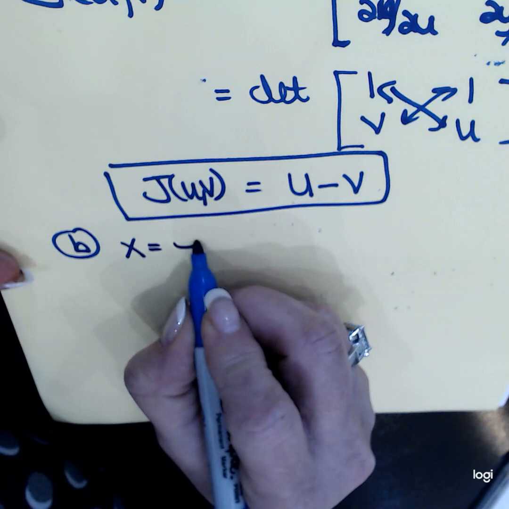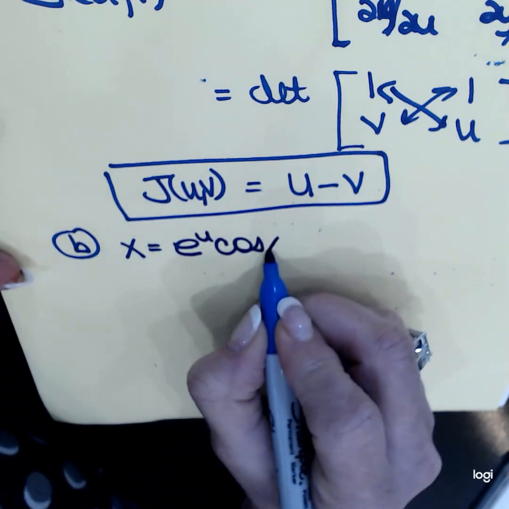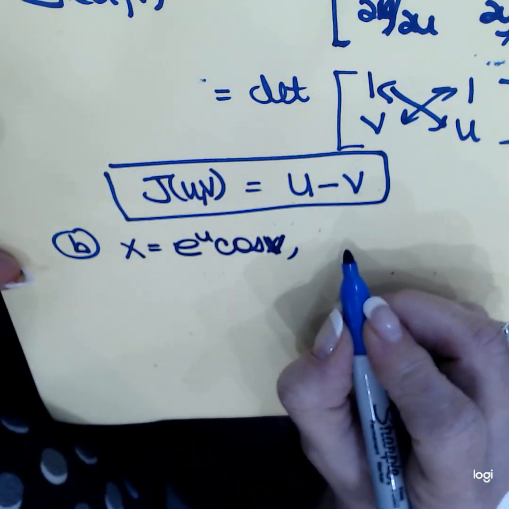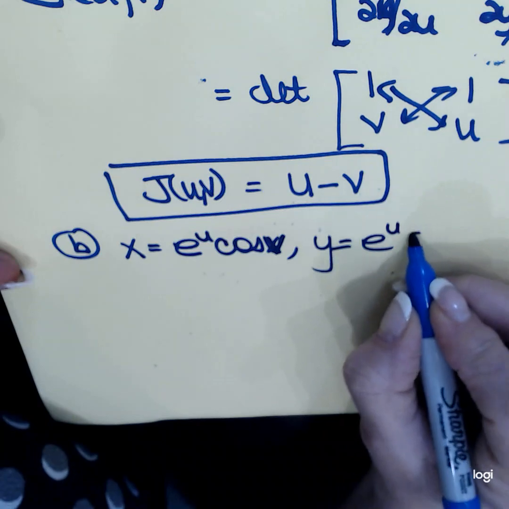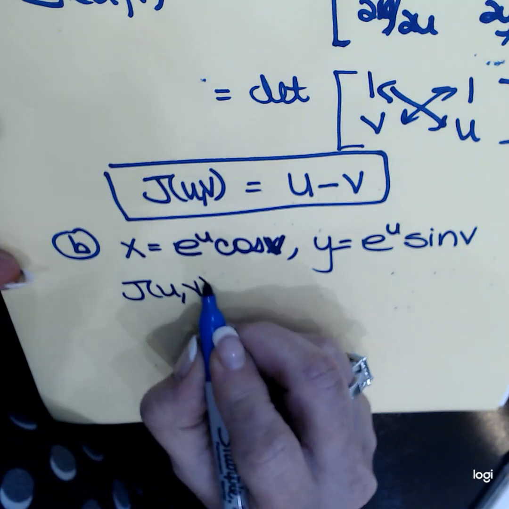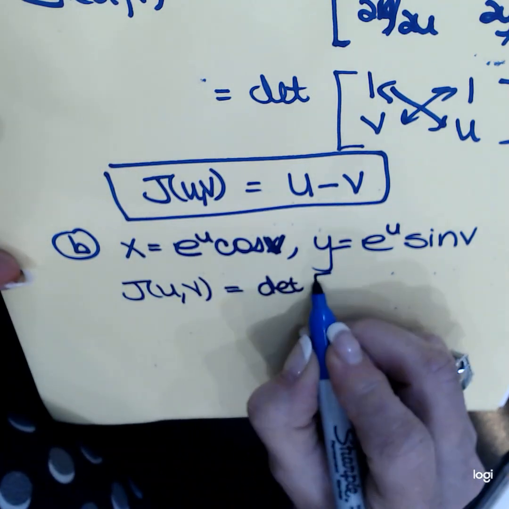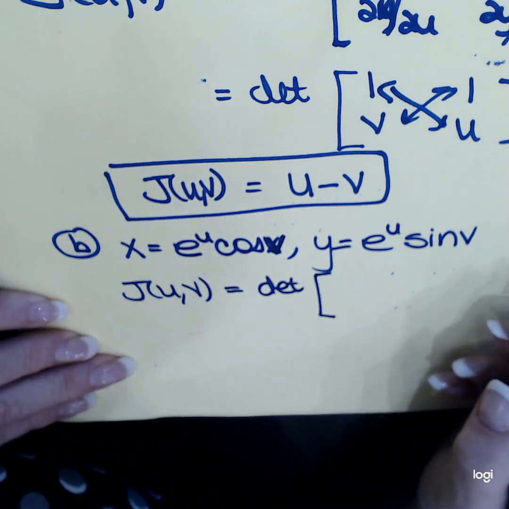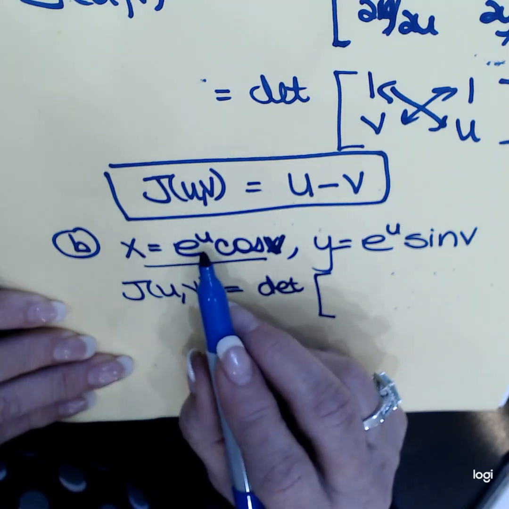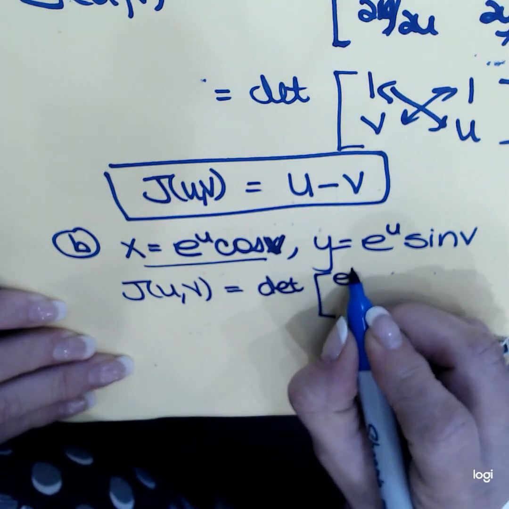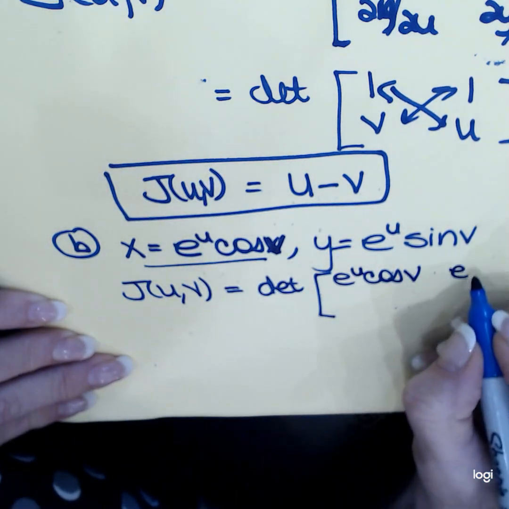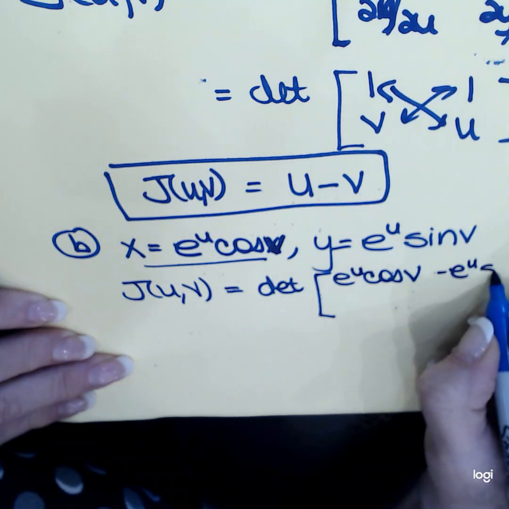Let x equal e to the u times the cosine of v. Sorry about that. And y equal to e to the u times the sine of v. Then the Jacobian is going to be equal to the determinant of the matrix, which has across the first row the partials of our x function. So we start by taking the partial of x with respect to u, which is just e to the u cosine of v. And then the partial with respect to v, which is a minus e to the u sine of v.